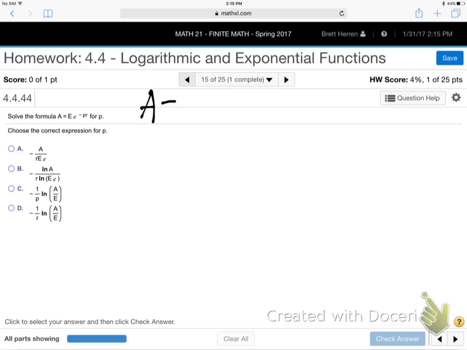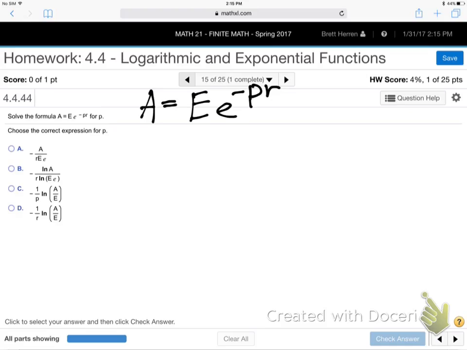All right, let's try this one. Capital A equals capital E, little e, to the negative PR. Yeah, the capital E is different than the little e. The little e is the special number, like the 2-point-whatever special number, right? All right, you try that one.